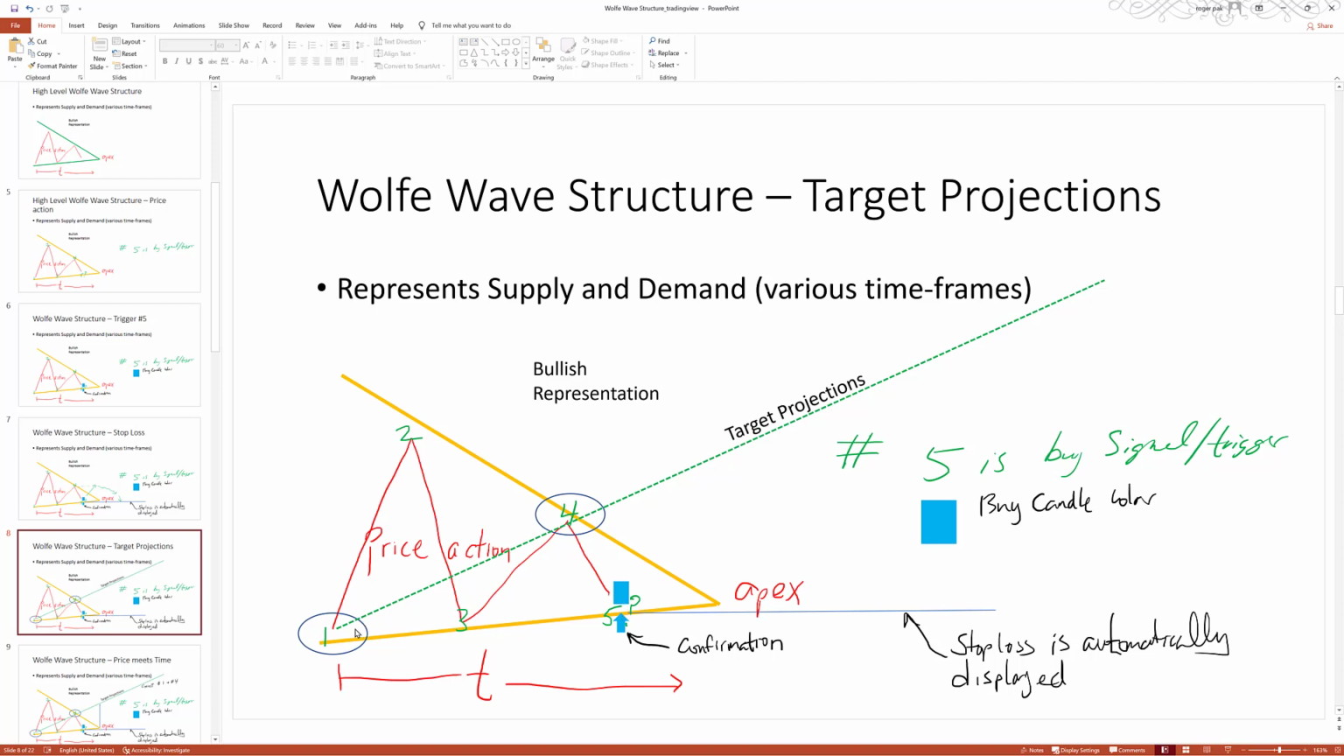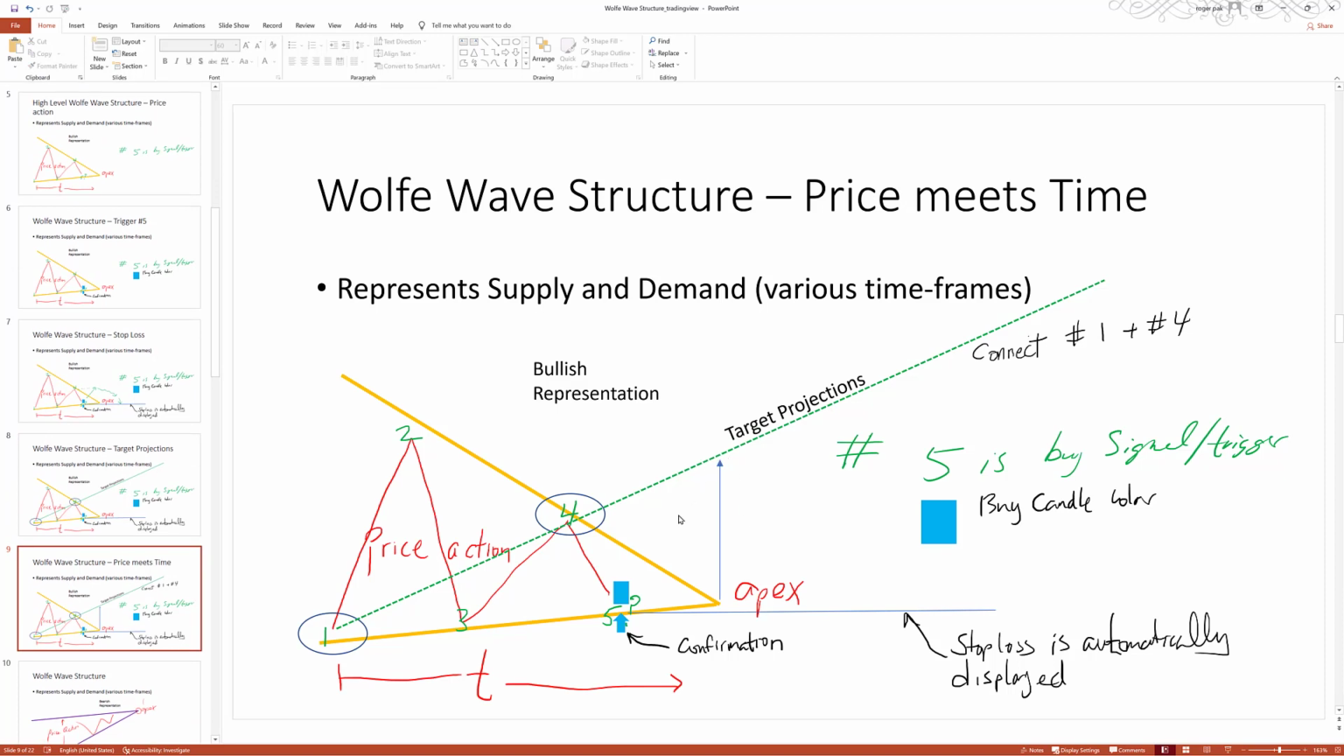buy entry, then if it's bullish, the indicator will also connect pivot 1 and 4 with a peripheral line, and that would be projected out into some period into the future. But realistically, it's where the apex is right here, and you draw a horizontal line straight up. That is where your theoretical target projection is supposed to meet with respect to time.